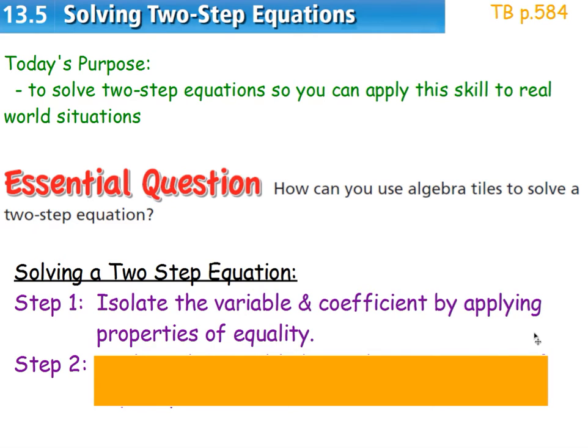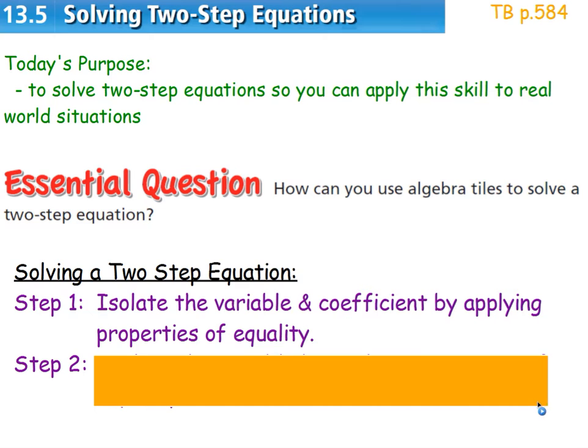Step one is going to be to isolate the variable and the coefficient by applying the properties of equality. This could be the addition property of equality, could be subtraction, multiplication, or division. And remember, the properties of equality state that whatever you do to one side of an equation, you have to do the exact same thing to the other side of the equation, and then the equation will still be true.